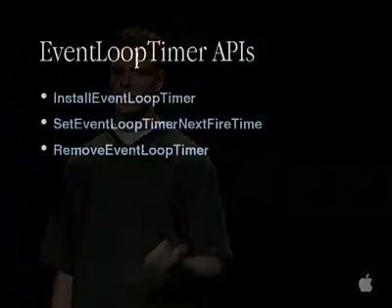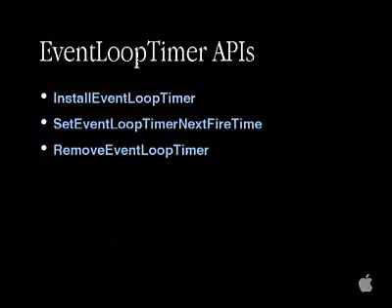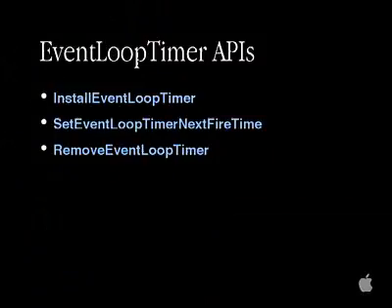Like I mentioned, the event loop timer API is very simple. There's Install Event Loop Timer. This takes the event loop that you're interested in installing this timer on, so you can install per preemptive thread. You can also Set Event Loop Timer's Next Fire Time. That's useful if you have a one-shot timer, you use it, but you want to reset it again in the future. You don't want to get rid of it necessarily. So you use this API to reset the firing time.